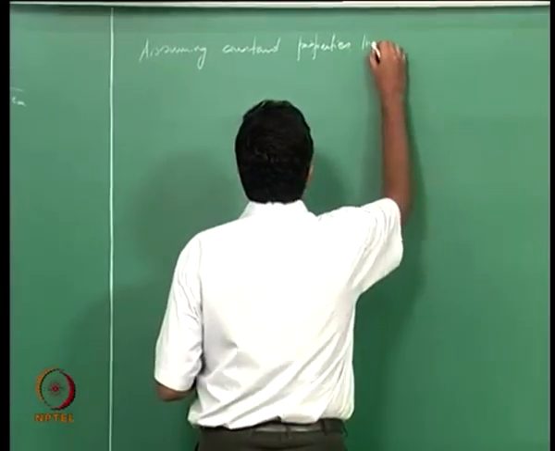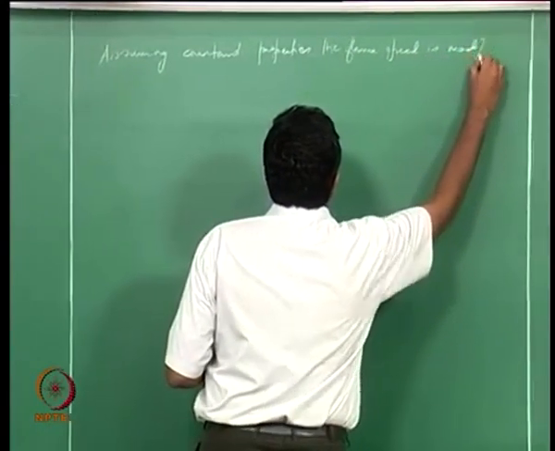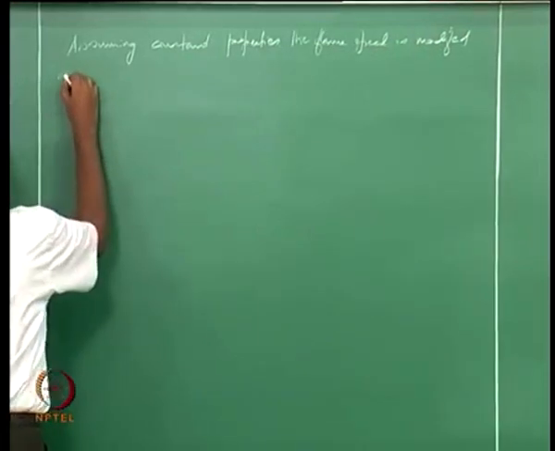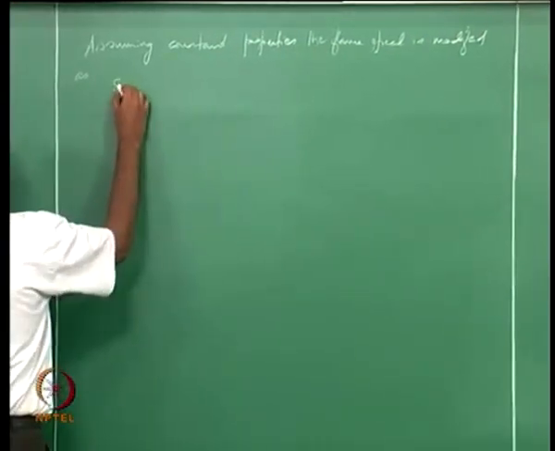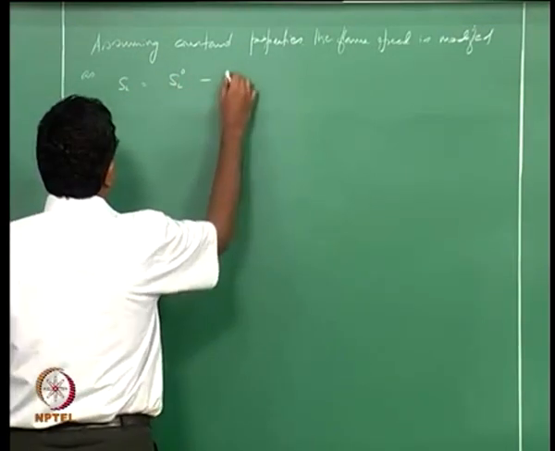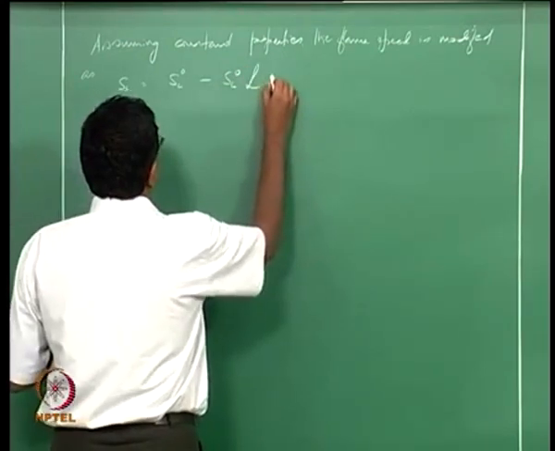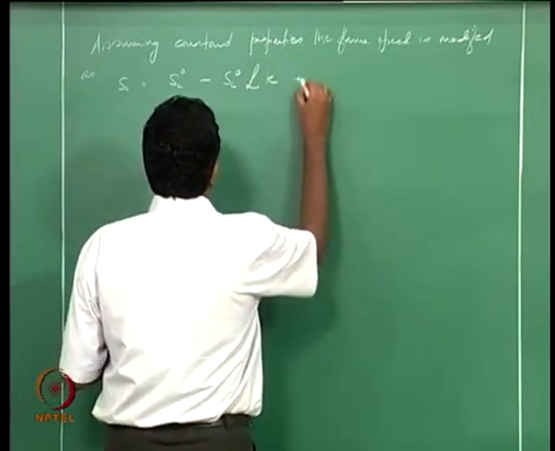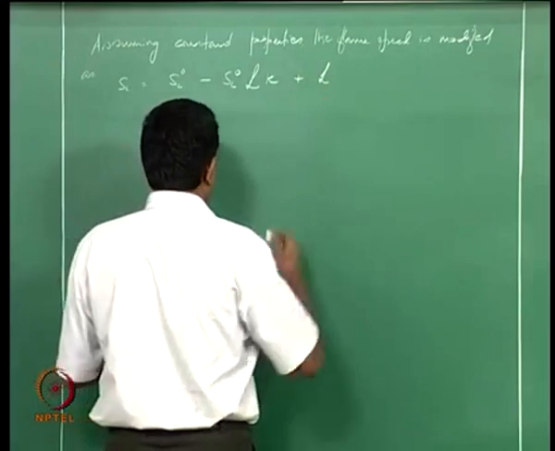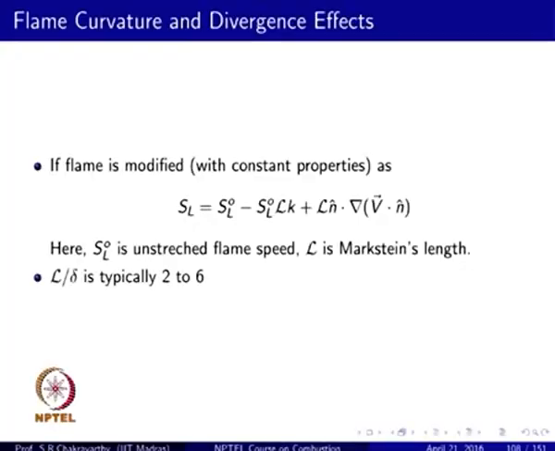state these things. So if you now assume constant properties, the flame speed is modified as SL equals SL naught minus SL naught script L times kappa plus script L times n hat dot divergence, or n hat dot gradient, v vector dot n hat.